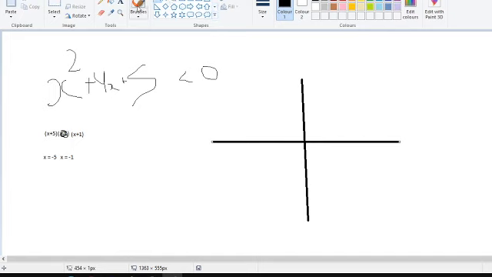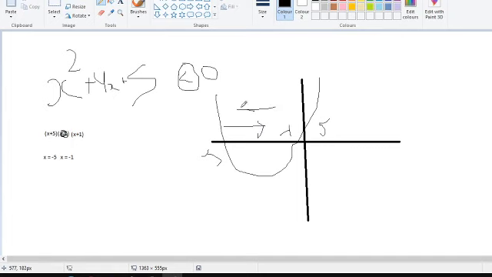So the graph will look something like, can I use this squiggly thing? Oh, for God's sake. I shouldn't really be experimenting at this point, should I? That, and then that. That is a terrible graph. But it intersects at -5, -1, and 5, basically. So where is this less than 0? It's less than 0 here, and it's less than 0 here.